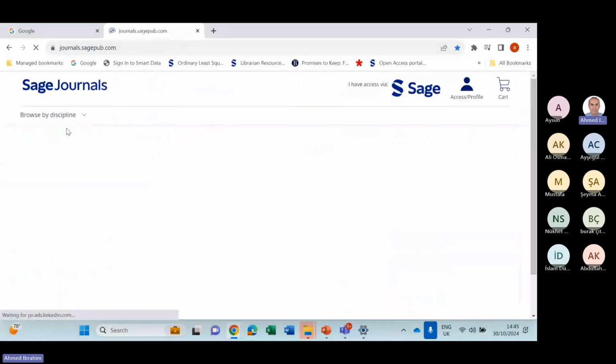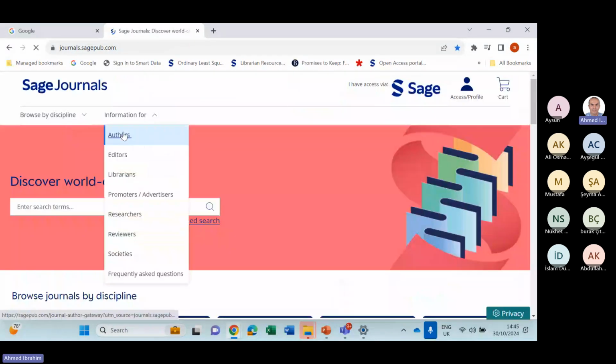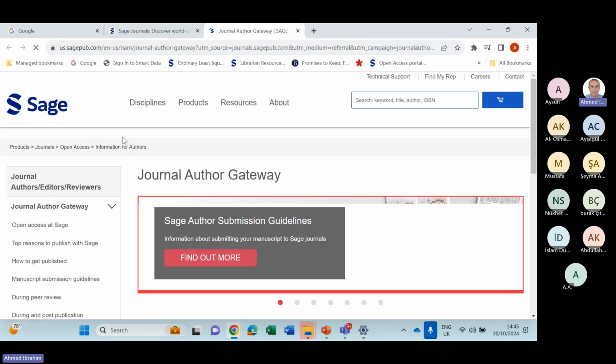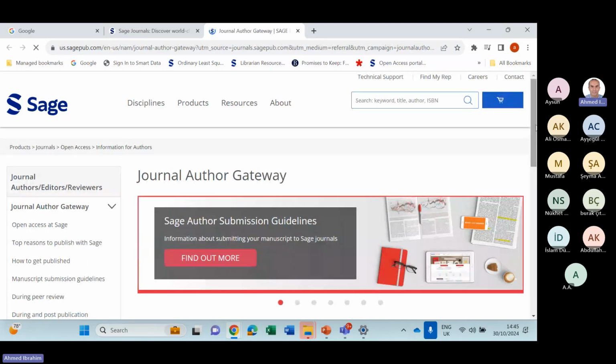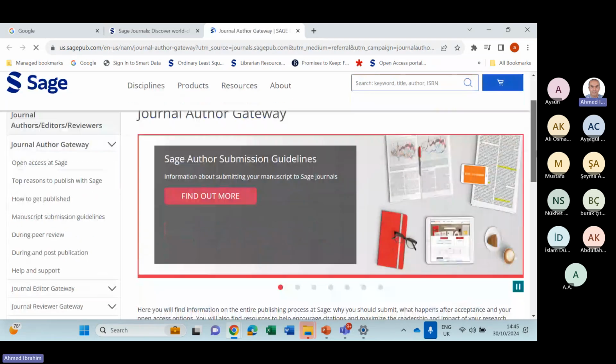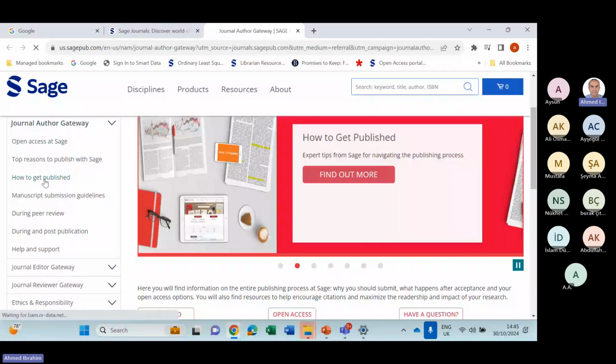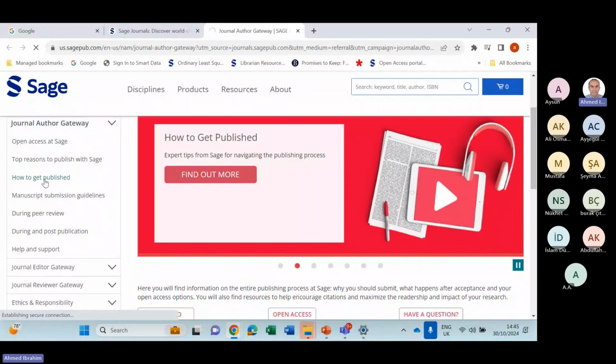Last thing I would like to share with you here, we can find information for authors, editors, librarians, researchers, reviewers, and society. We are authors, so I will click on resources for authors. It will lead you to open access at Sage. You'll find some resources about open access at Sage. Top reasons to publish with Sage. How to get published resources. I will click on how to get published resources.